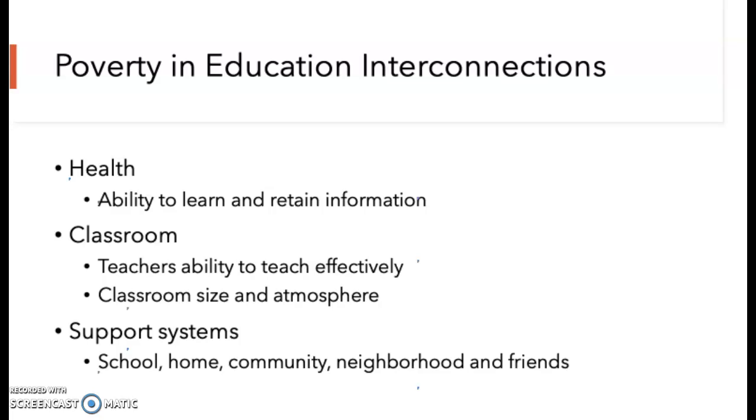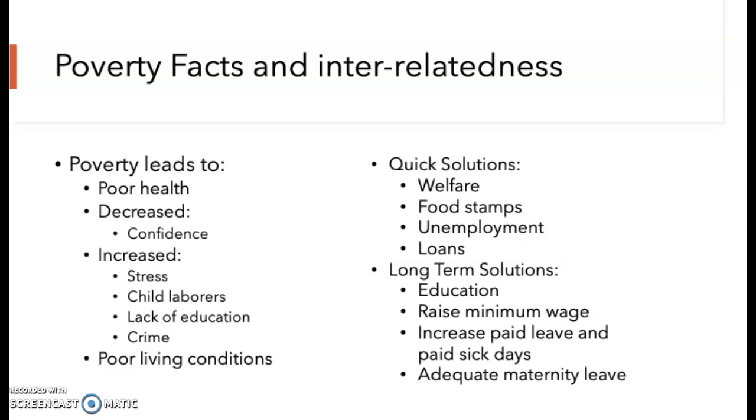such as crime. And then just to go over poverty facts and interrelatedness with everything. I know poverty is pretty self-explanatory, but just to give a base run on what I did my systems modeling on. Poverty leads to poor health, decreased confidence, increased stress, a huge increase of child labor and lack of education, and most importantly, crime. And it also leads to poor living conditions.